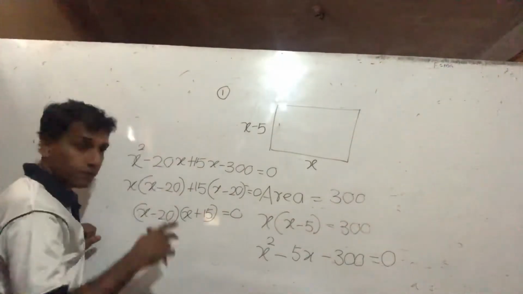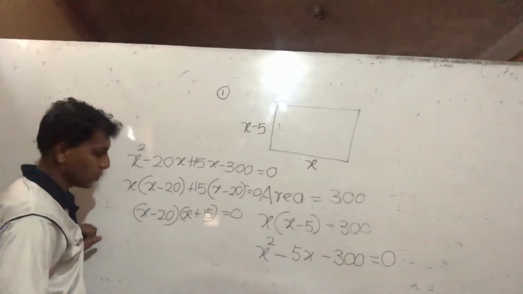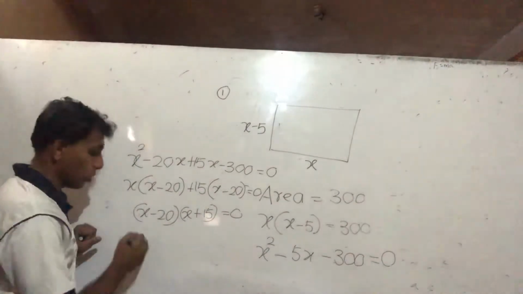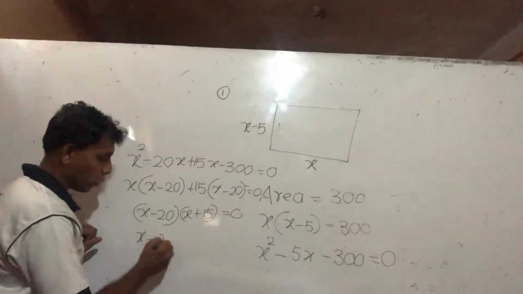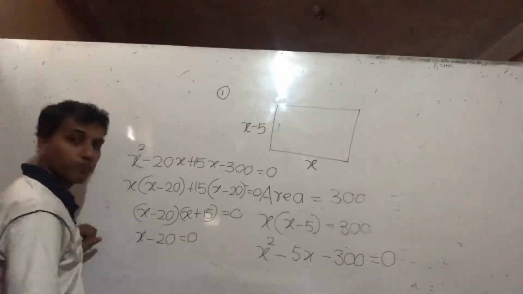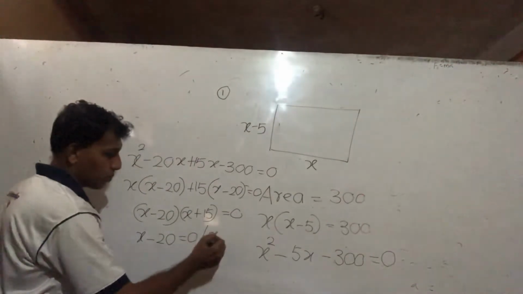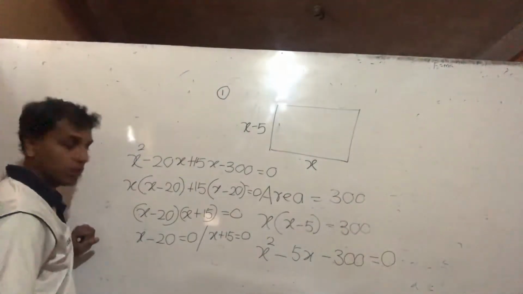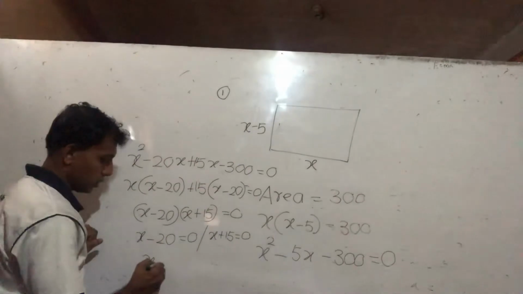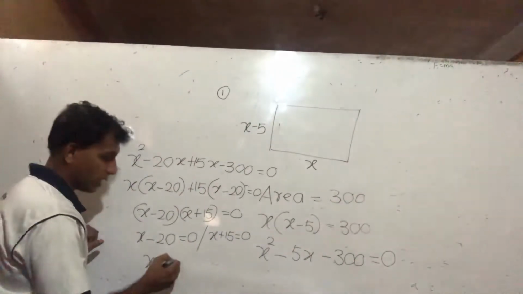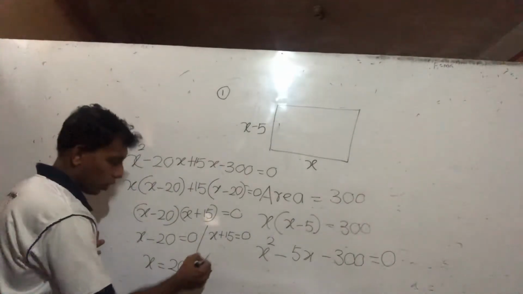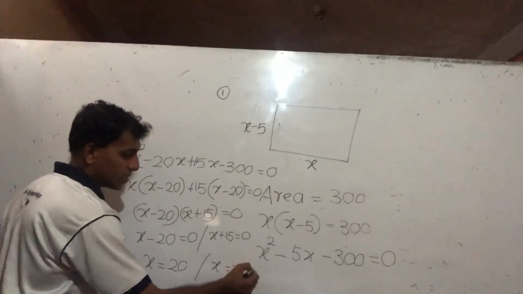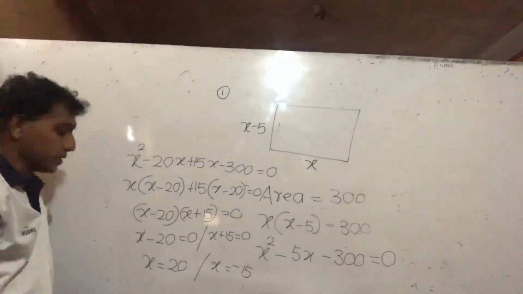We will learn many more; see my old videos before this for better knowledge of this lesson. So the two brackets multiply to 0. Then x minus 20 is 0, or x plus 15 equal to 0. So x equals plus 20, or the other solution, x equals minus 15. These are the two solutions.